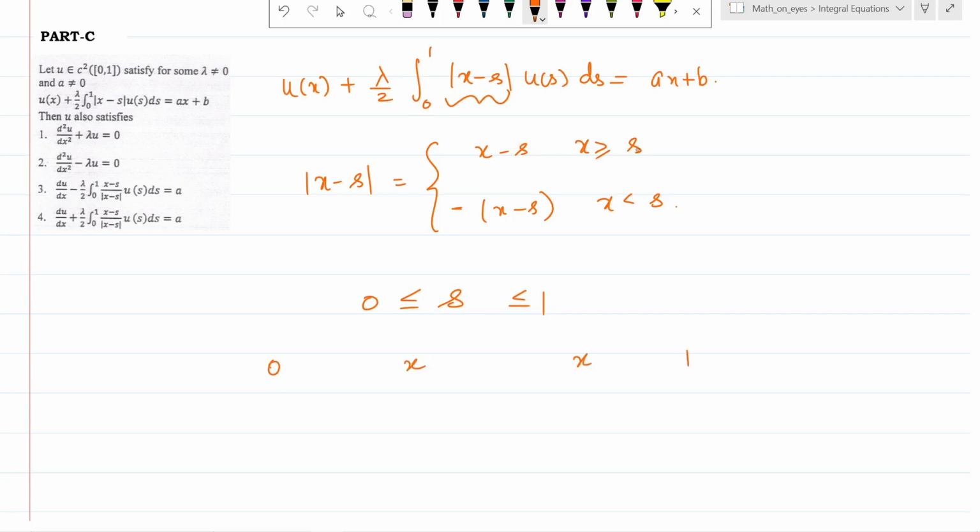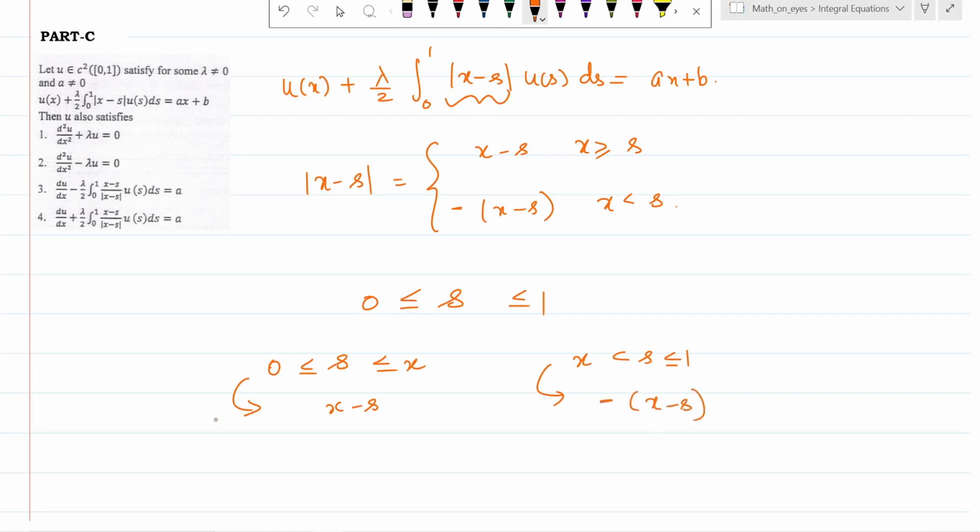Here when you see, s is less than or equal to x, so s will be lying in between this range, and s is lying in between the other range, right? So when I have this one, x is greater than or equal to s. If x is greater than or equal to s, the corresponding function would be x minus s. And for this one, when x is less than s, I'll have minus of x minus s.